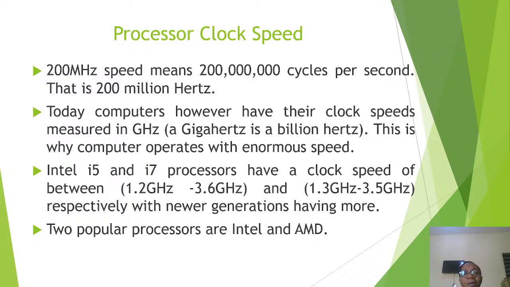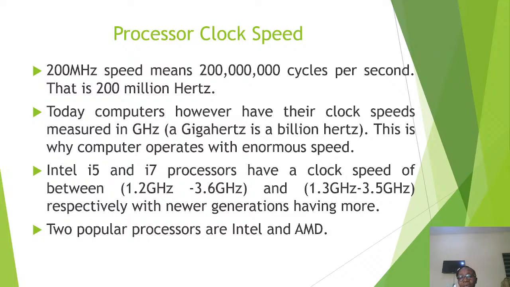So what does it now mean? It means that 200 megahertz speed means 200 million cycles per second. How many cycles it completes in a second? That is 200 million hertz. That mega there stands for million. 200 million cycles per second.